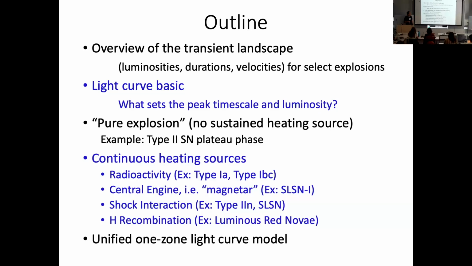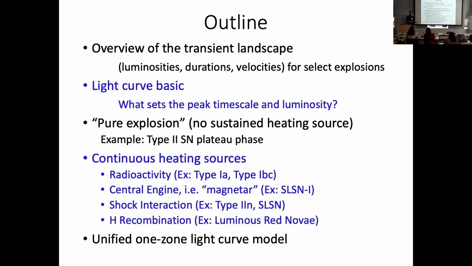Then I want to go into some very basics of what sets light curves, peak timescales, and luminosity scales. And then I'll apply these basic understandings to two different types of events. One I'll call a pure explosion. So this is where you blow up a star, for example. So you have an initial heating of the ejecta, but then nothing else is really heating it substantially for a period of time. And so it's basically radiating as a result of that residual heat that was injected from the explosion. An example here are type 2 supernovae during their plateau phase.